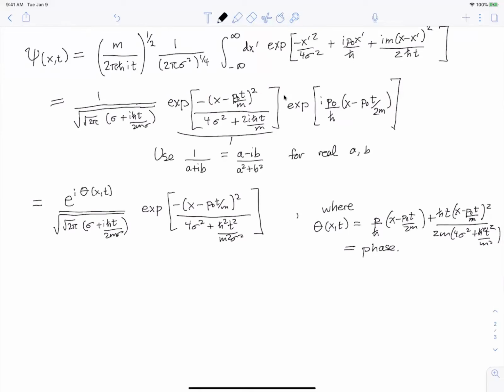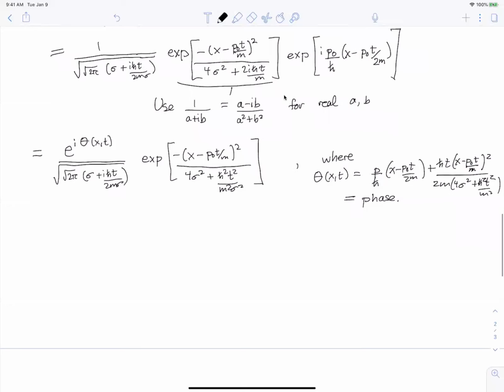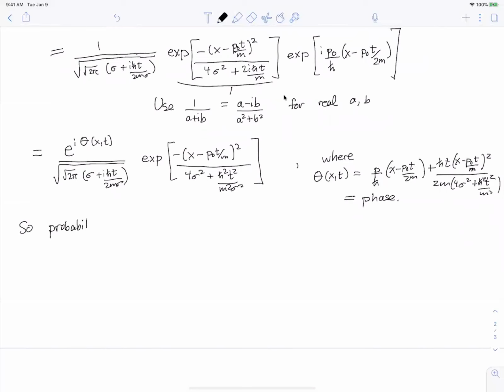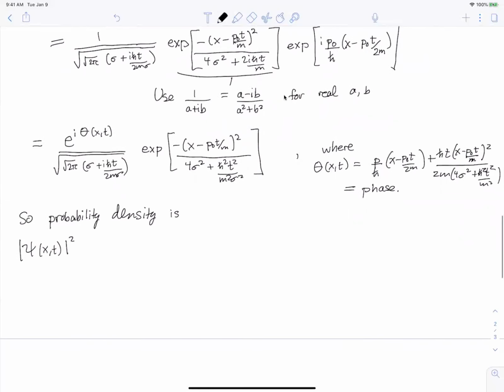And so things that I do where I end up squaring, taking the complex square of the wave function, are not going to depend on that. So in particular, for example, I could ask, what's the probability density to find my particle at some position? Okay, so the probability density is just the wave function squared. So that's psi of x and t squared. Now the theta thing is just irrelevant.